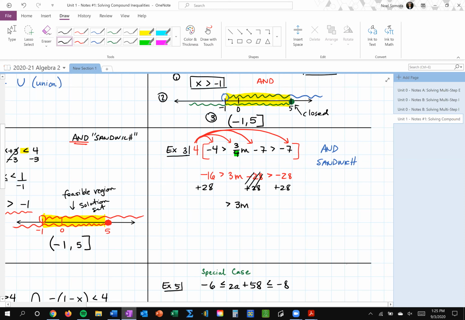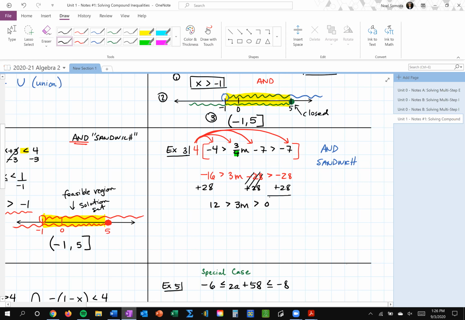Here, this would be negative 16 plus 28, so this gives us 12. Negative 28 plus 28 is 0. So even if you get 0, make sure you bring down 0 because you need to keep the sandwich, all right? Don't cross it out and then bring nothing down, and now you're left with just one inequality. So make sure that even if it's 0, you bring that down.